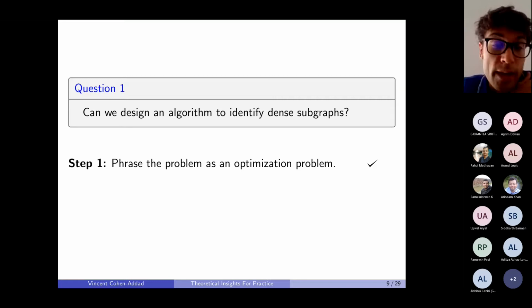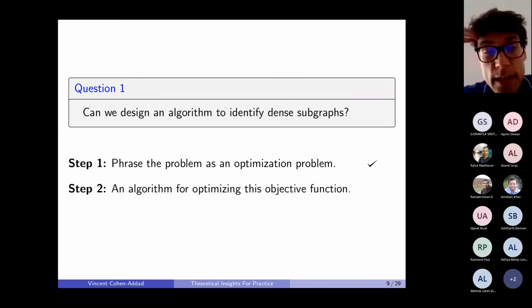Okay, so step one of this part has been done. We have an optimization problem, which is this modularity objective. And the argument I gave in the previous slide was that it seems like a reasonable model for us. Now, the second step we would like is an algorithm for optimizing this objective function. We would like to know what to do.